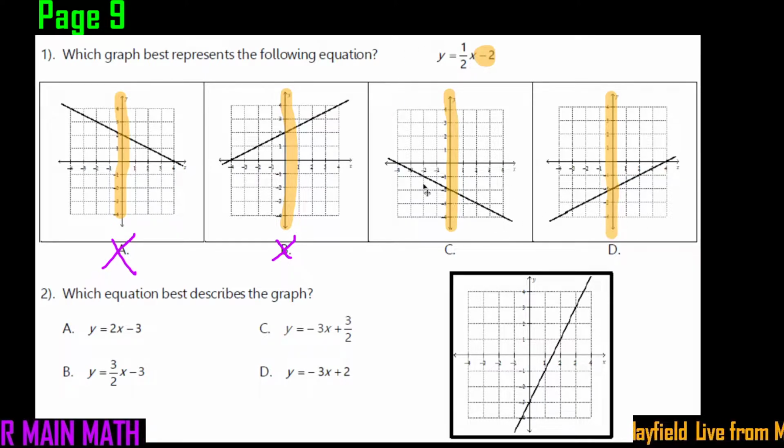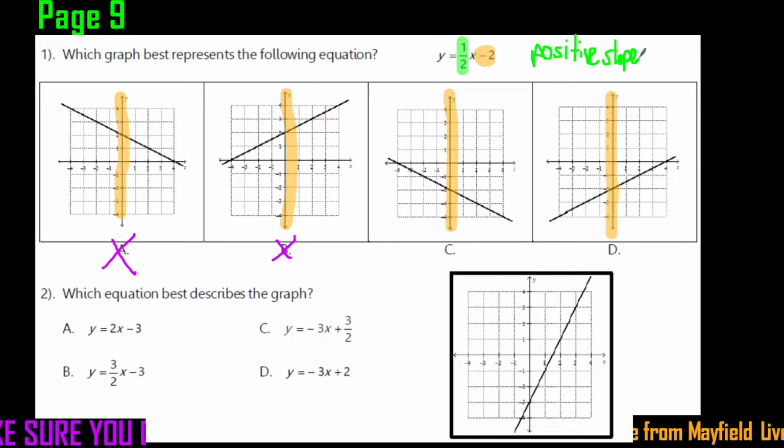And then also too, I can see, all right, what if I highlight my slope, what kind of slope do I have? Well, I have a positive slope. Again, that's m, which is attached to the variable x. And if you're looking at positive slope, we would know that our only option would be d.